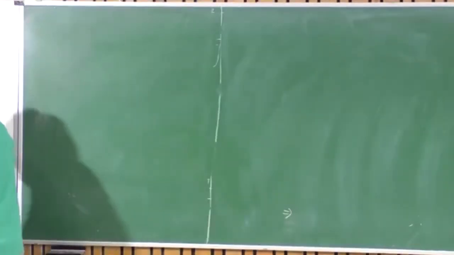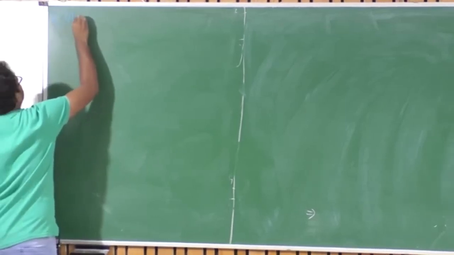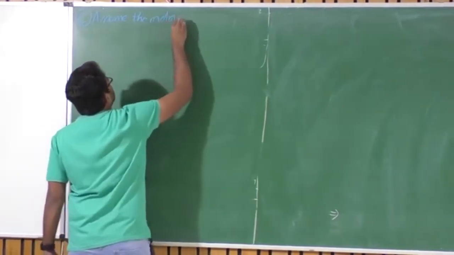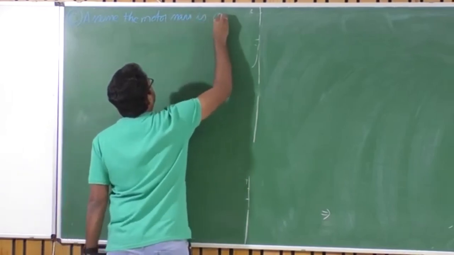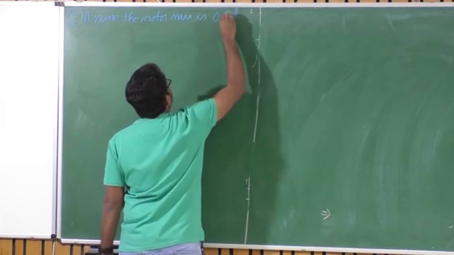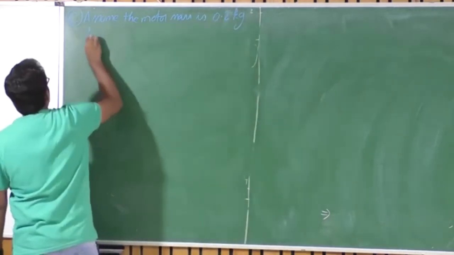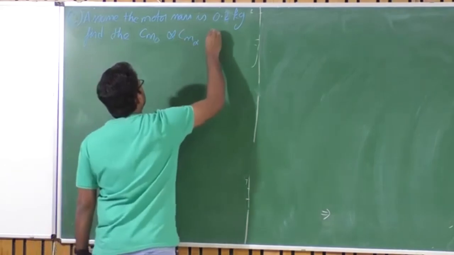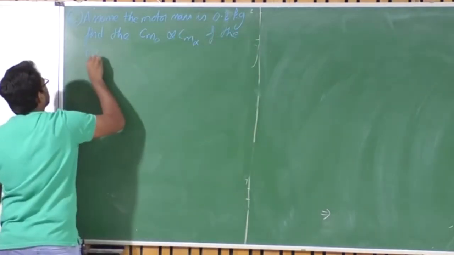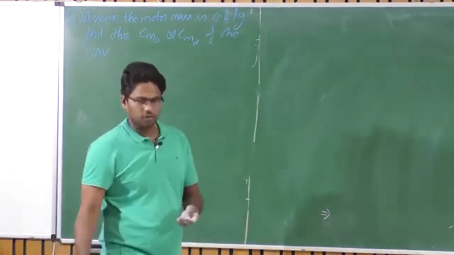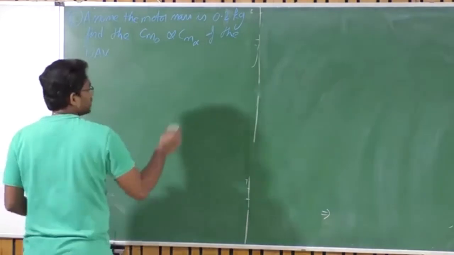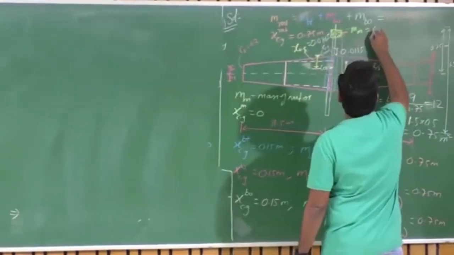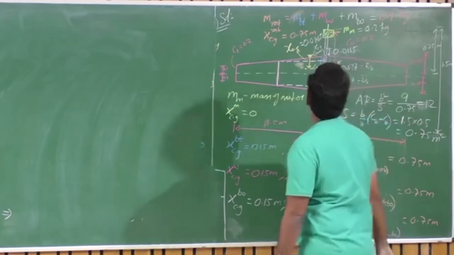So this is question 3. Assume the motor mass is 0.2 kg. Find the CM0 and CM alpha of the UAV. Right? So simple question. This is the same data. You are given the mass of the motor as 0.2 kg.